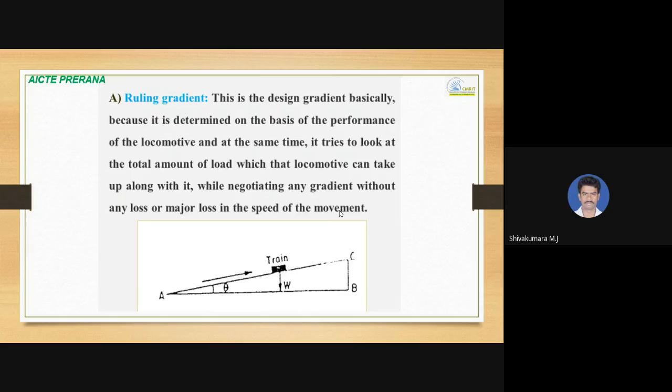First one, ruling gradient. This is basically the design gradient. This is the gradient we take for design the majority of the time, because it is determined on the basis of the performance of the locomotive, and at the same time it looks at the total amount of load which that locomotive can haul along with it while negotiating any gradient without a major loss in speed or momentum. So the load taken by the locomotive is considered and analyzed.